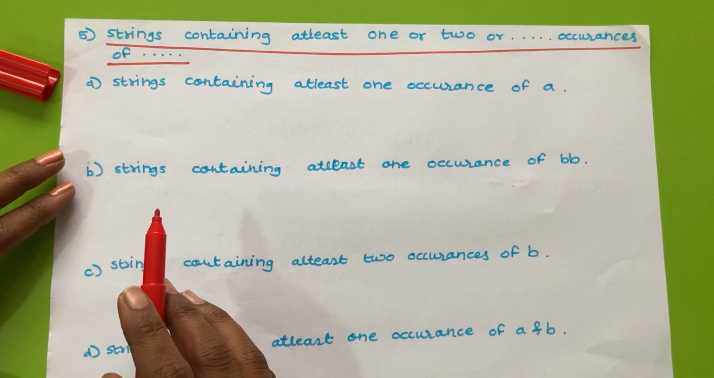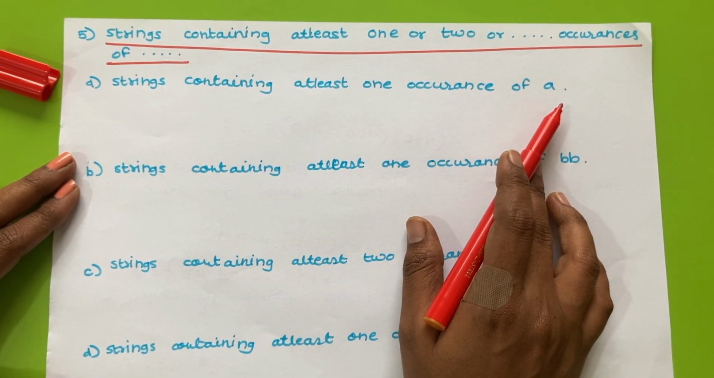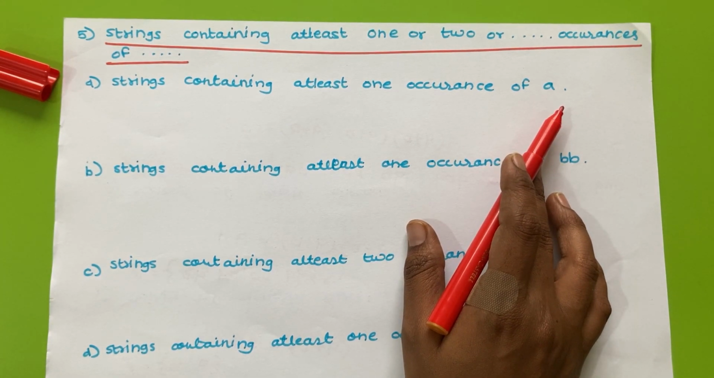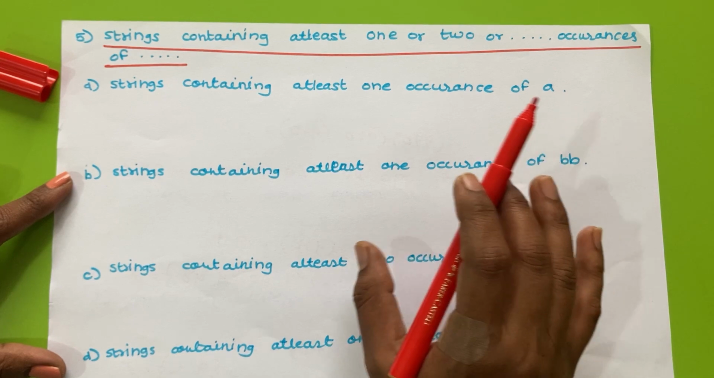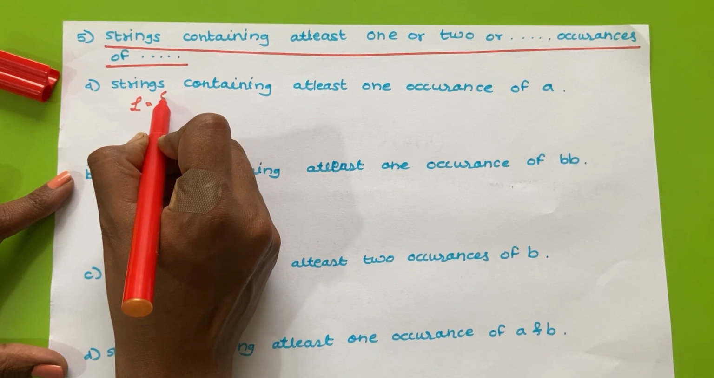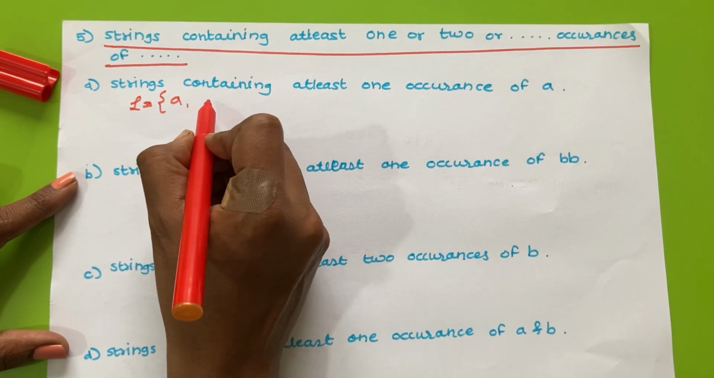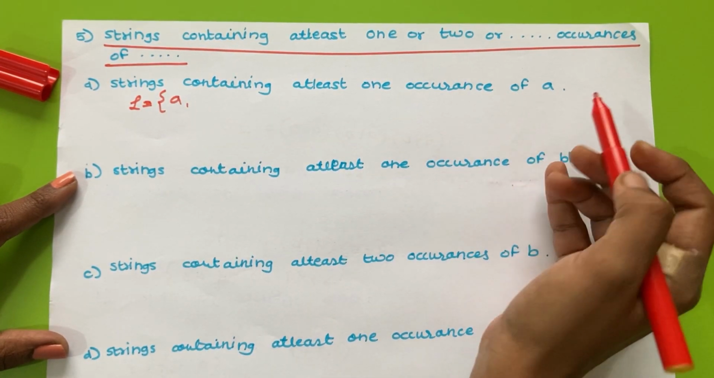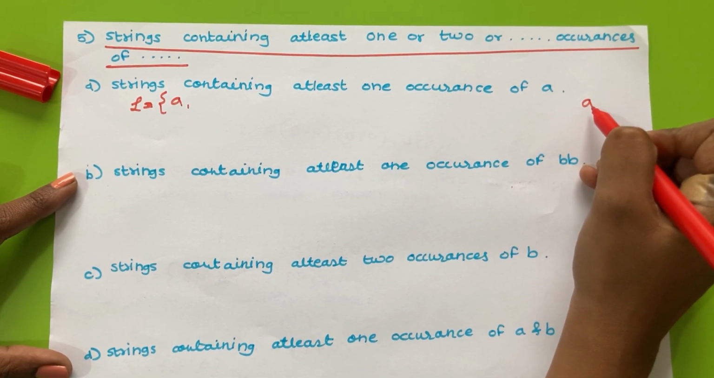So the condition is, first, strings containing at least one occurrence of a. What are they saying? We just want at least one occurrence of a, which means 0 times a will not be possible in the string. So a minimum of one a will be there. This condition is saying that we want at least a single occurrence of a.